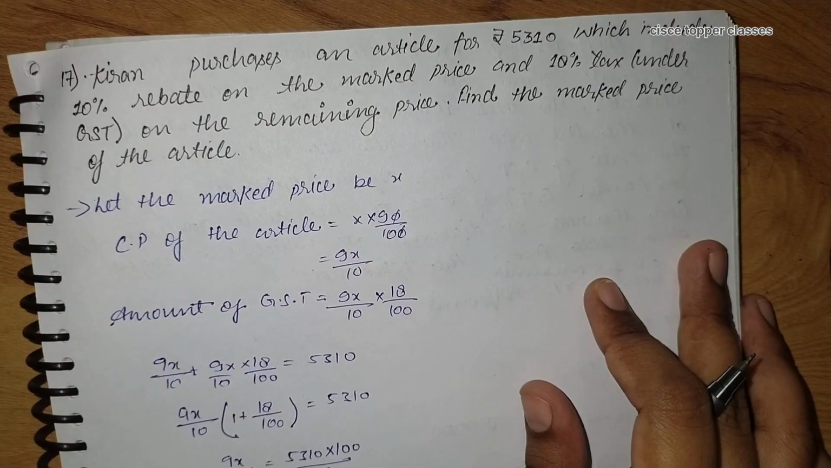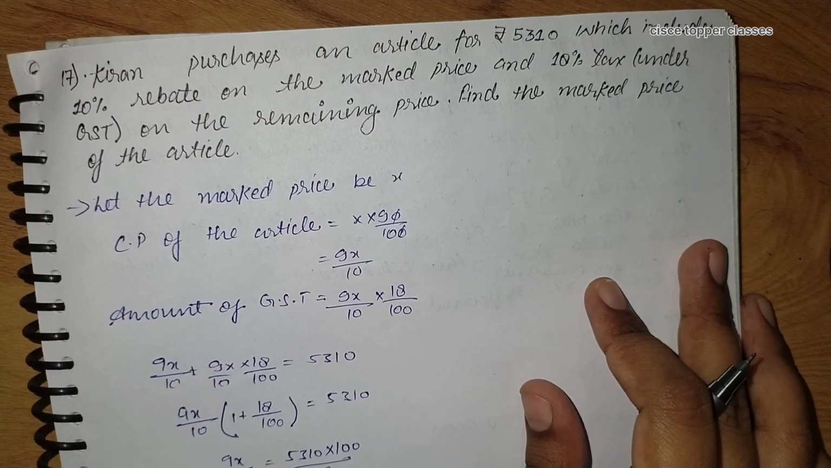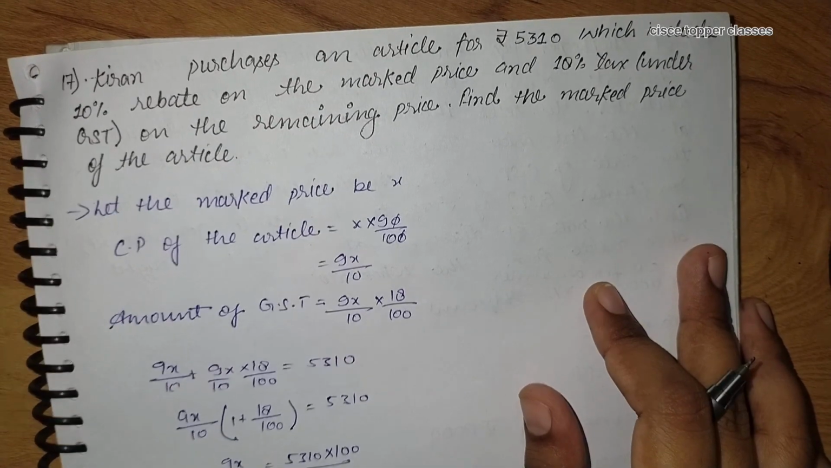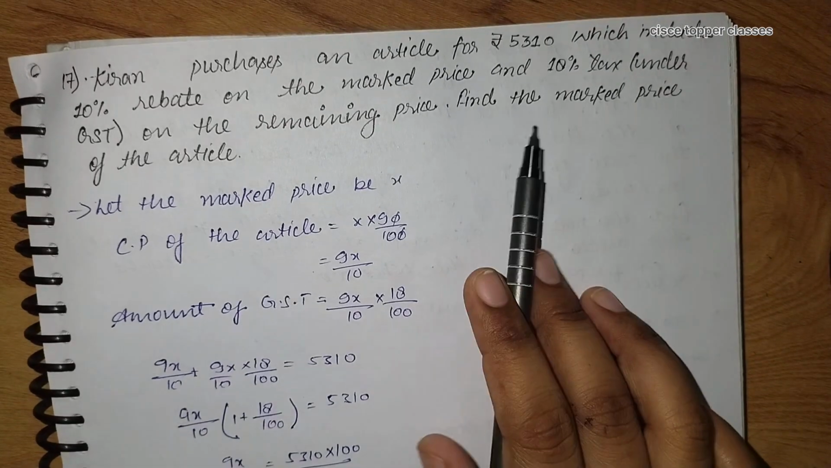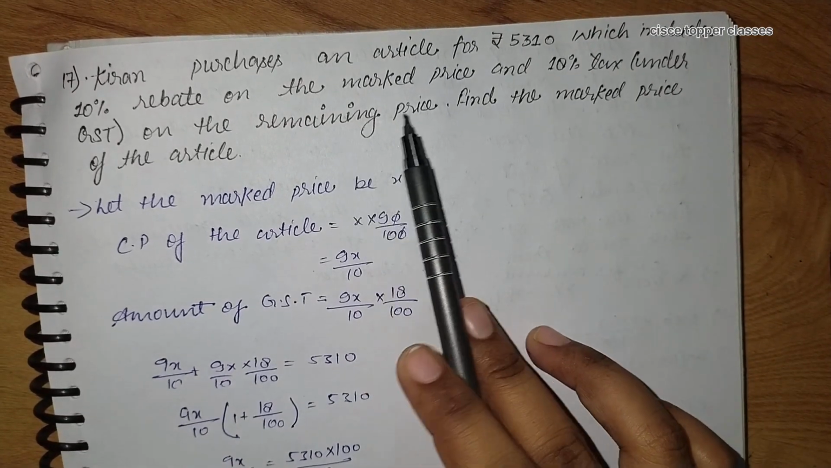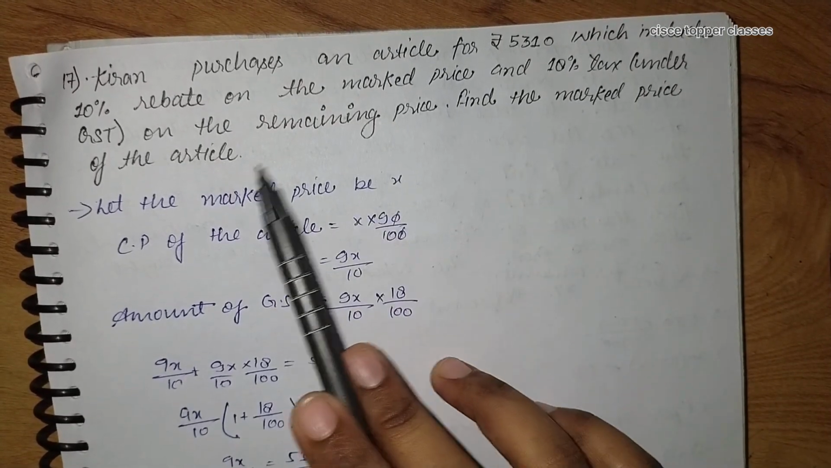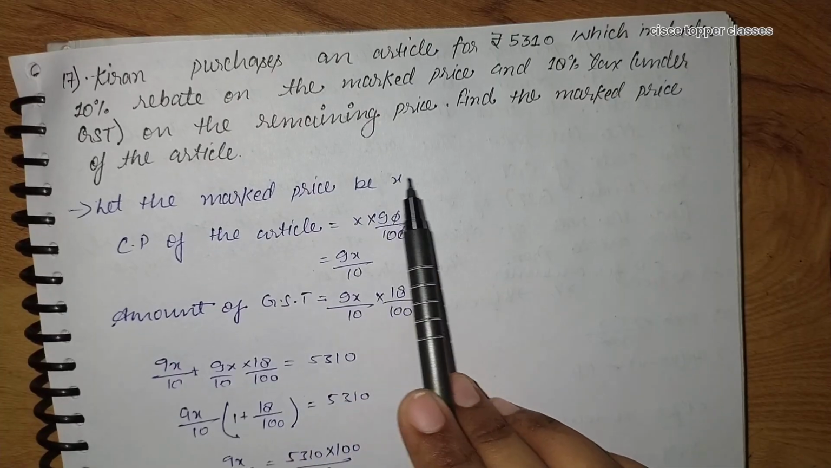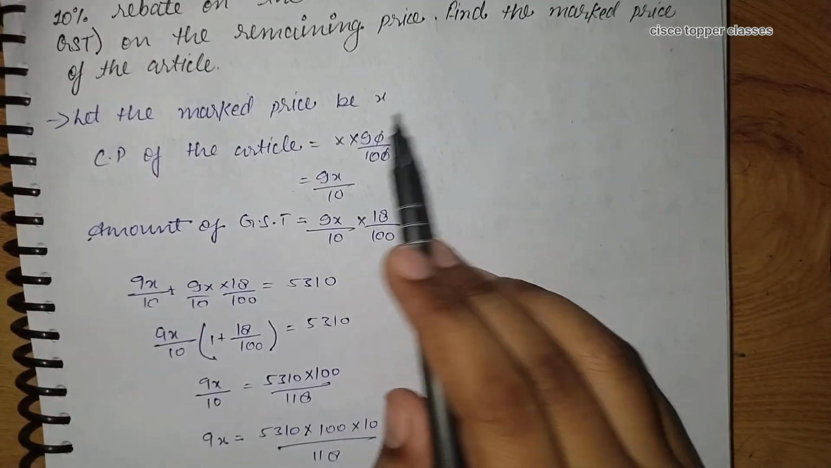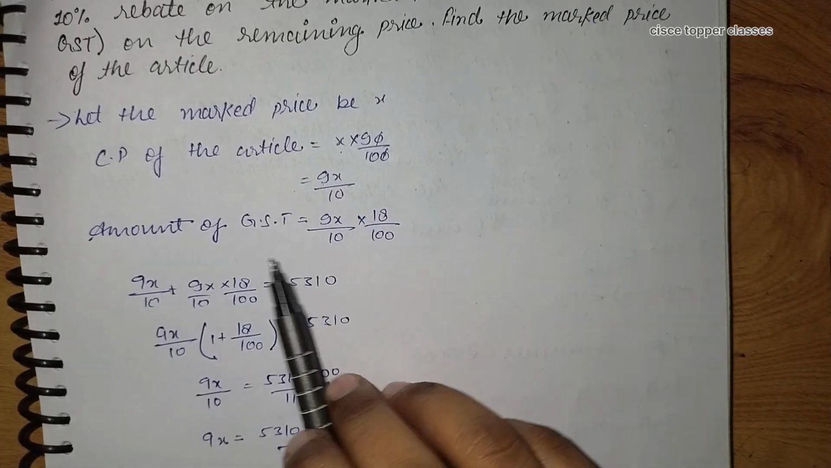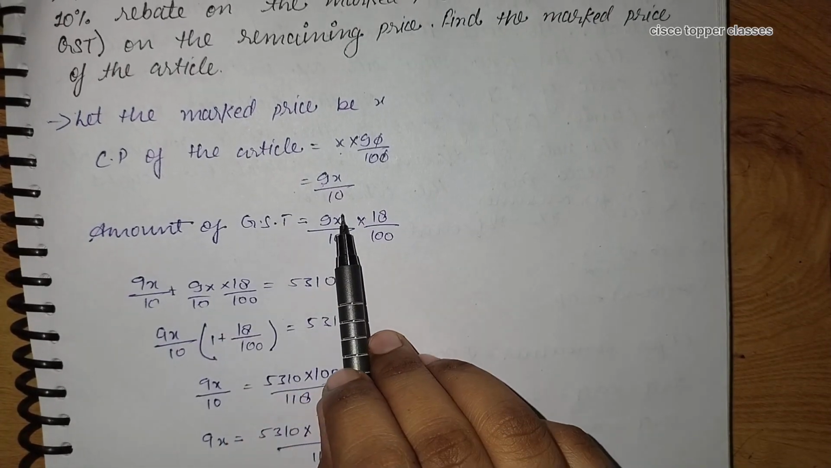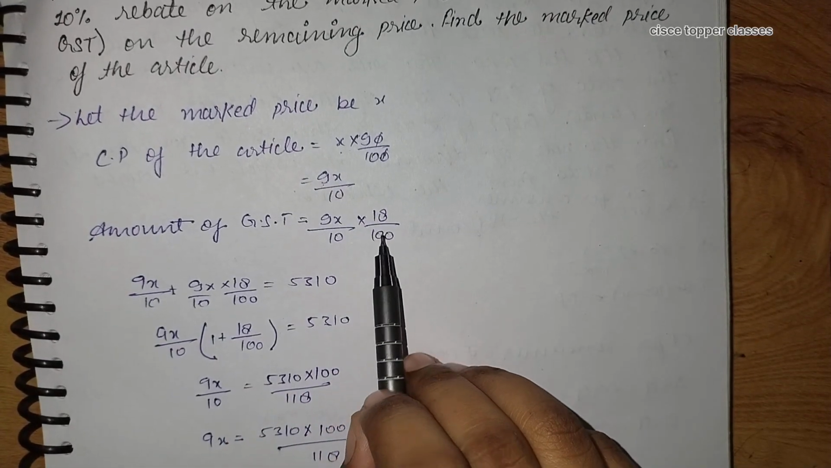Let us solve here question number 17. Kiran purchases an article for rupees 5,310, which includes a 10% rebate on the mark price and 18% tax under GST on the remaining price. Find the mark price of the article. Let the mark price be x, then the cost price of the article will be x into 90 by 100, so 9x by 10. If we write the amount of GST, this will be 9x by 10 into 18 by 100.